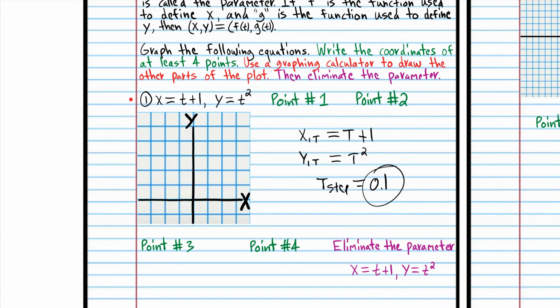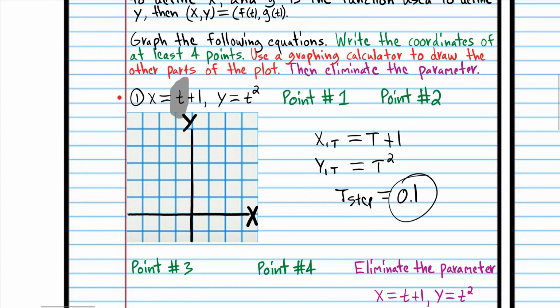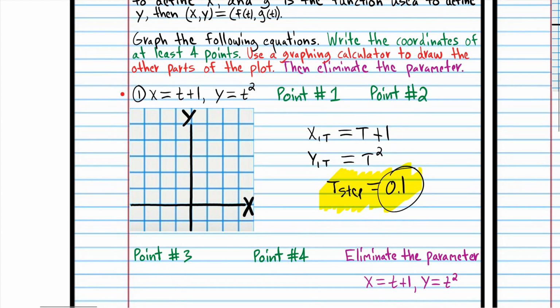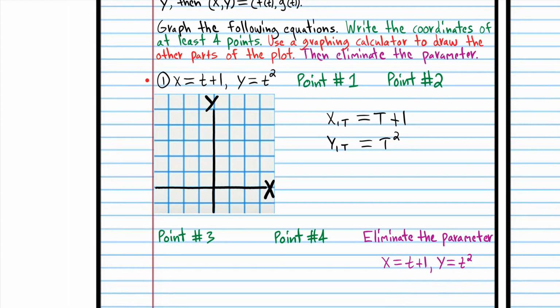So it's going to plug in T values that are 0.1 units from each other. So the smaller this value, the more smooth your graph is going to look. The bigger the value, the more disjointed it's going to look, or jagged, whatever word you want to use. Not really disjointed, but it's not going to look very accurate.